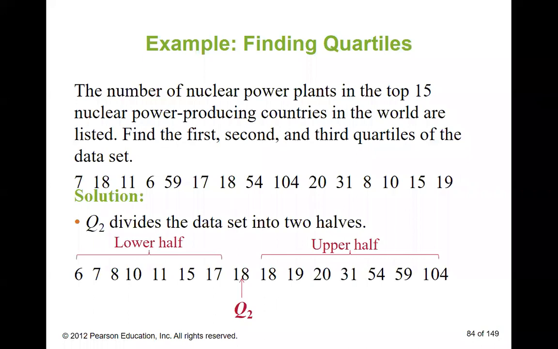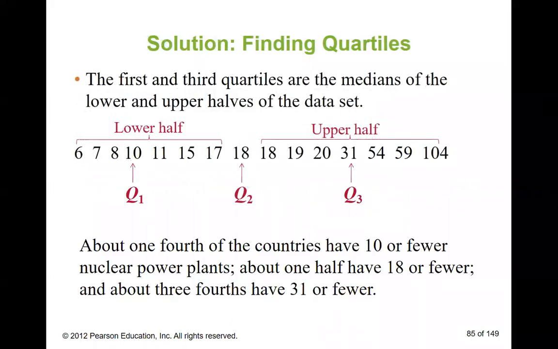All right. So when we're looking at this lower set, we're going to have to get the middle number in the lower group. 1, 2, 3, 4, 5, 6, 7, 10 was right in the middle. And if I do the same thing on the upper half, 31 is the median of the upper half. That's my Q3. Now, if we interpret that, it means about 1/4 of the countries would have 10 or fewer nuclear power plants. Half have 18 or fewer, and about 3/4 have 31 or fewer. So that's just giving us a way to organize this data.